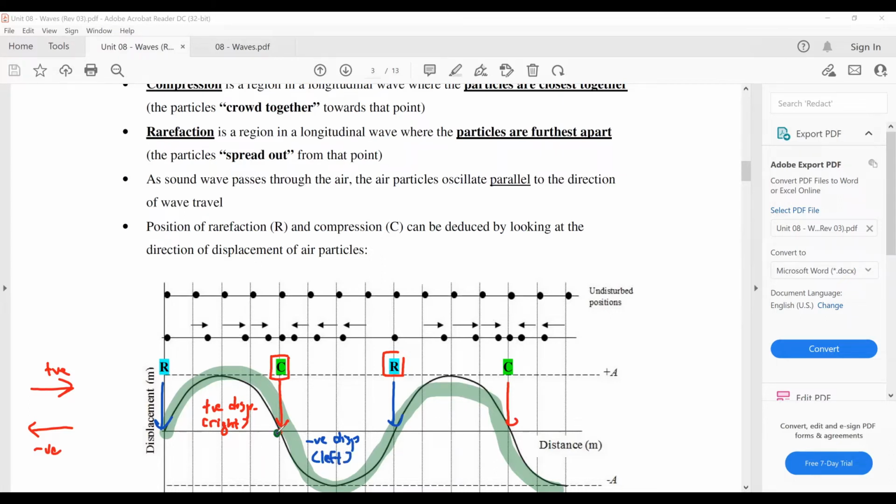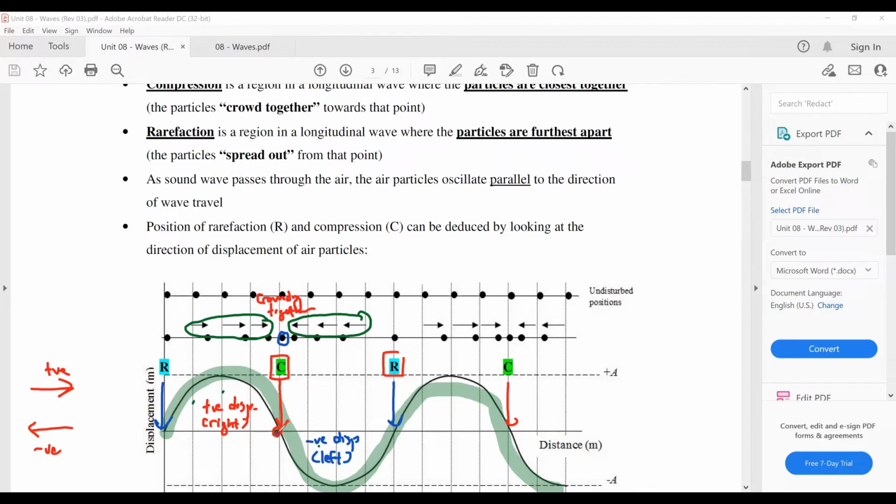So you try to visualize, if you have a particle here, all the particles on your left right now are going towards the right. And then on the right side of your particle, all your particles are moving towards the left. So you get the impression that all the particles are actually crowding together. Let me just write it here. Over here, you see that the particles are crowding together.